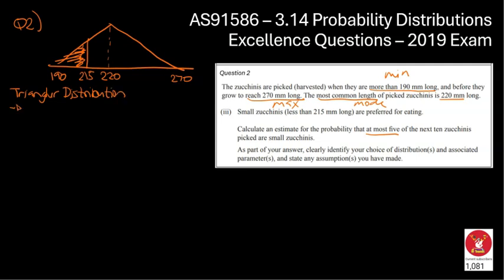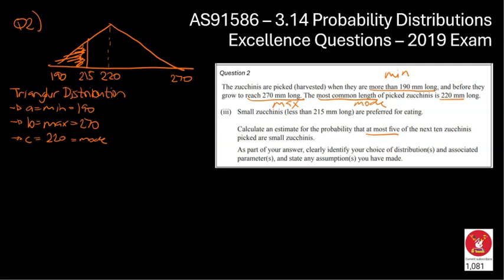And our parameters are: a value, which is our minimum, is equal to 190. Our b value, which is our maximum, is equal to 270. And our c value is 220. That's our mode. I should write that there, mode.